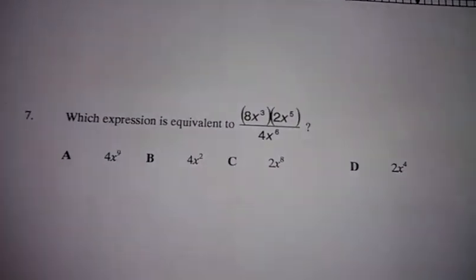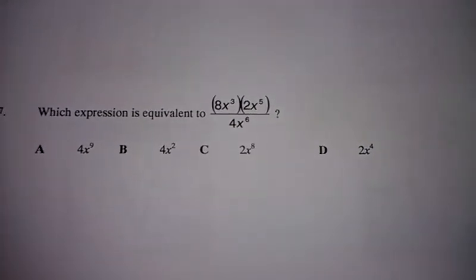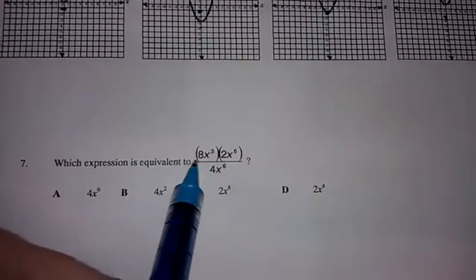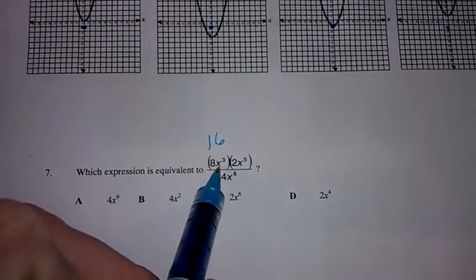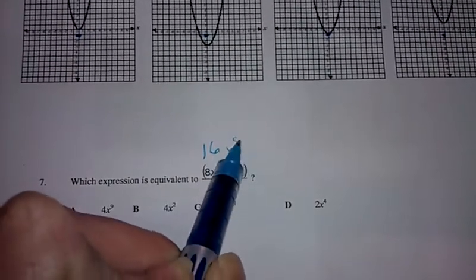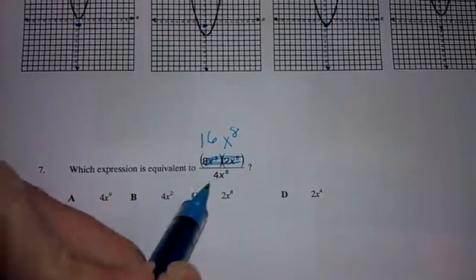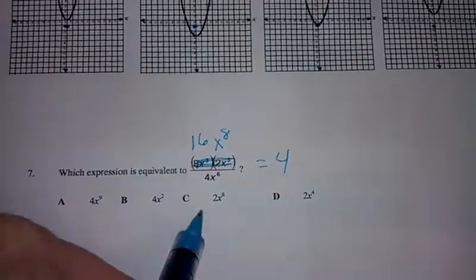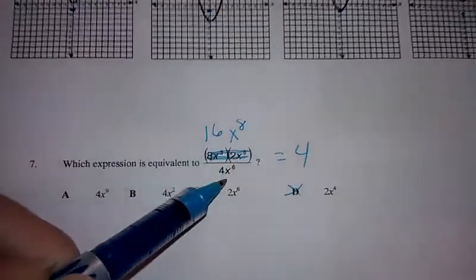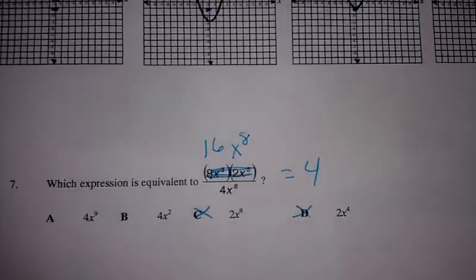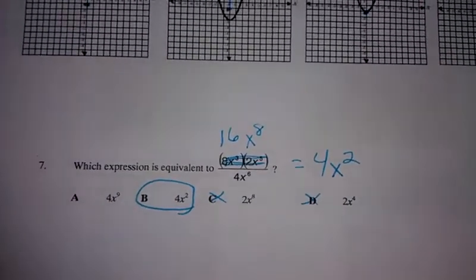The next one wants to know which expression is equivalent, which one is equal to. What I would do here is I would do the top first. 8 times 2 is 16. 3 plus 5, x to the 8th. So I've already done this now. Now I'll take 16 divided by 4, and that equals 4. So I can get rid of these two. And then I have 8 minus 6, which is 2, x to the 2nd power. So my answer is B.